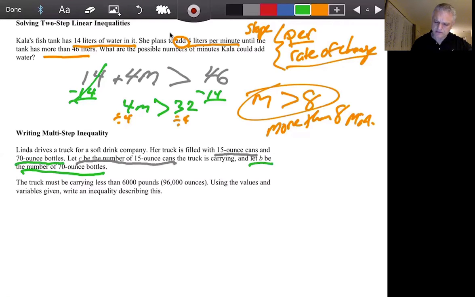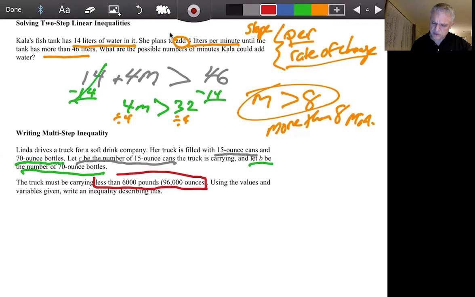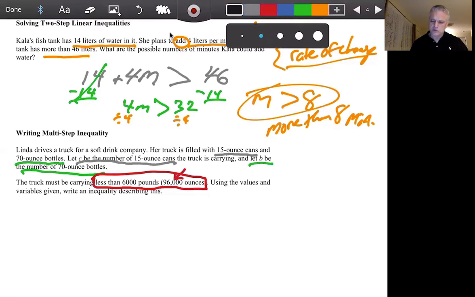And now the truck must be carrying less than 6,000 pounds, which is 96,000 ounces. The reason they gave you the ounces is that they've given you everything else in ounces. So that means we're going to be looking at the 96,000. We're going to use the ounces. Using the values and the variables given, write an inequality describing this. So in words, what are we looking for?